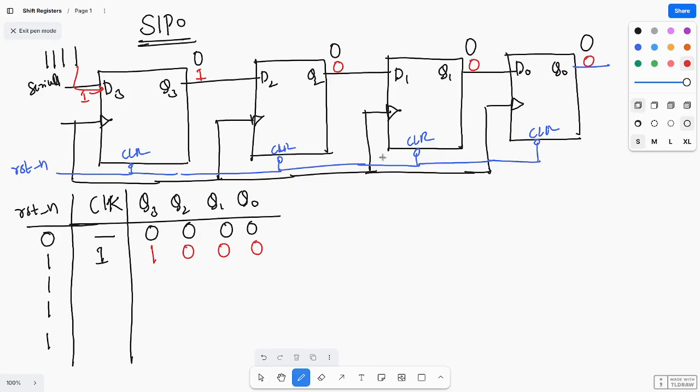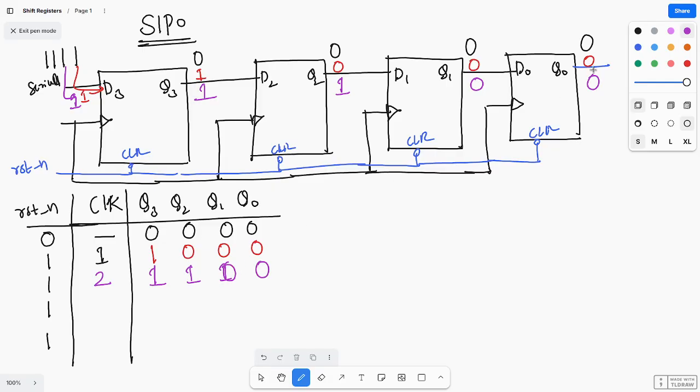At the second clock pulse, what happens? This one will come here, and this is zero only, and this zero will come here. Actually the shifting operation is happening, this one will be loaded, and this one will come to Q3. Same as SISO only, up to loading of data. 1 1 0 0.